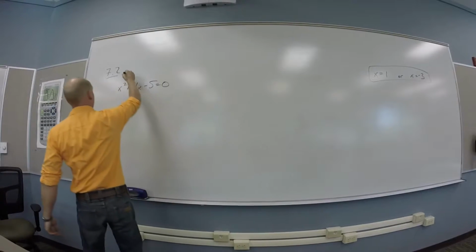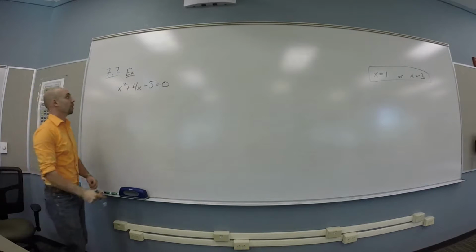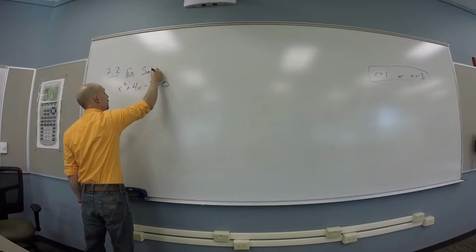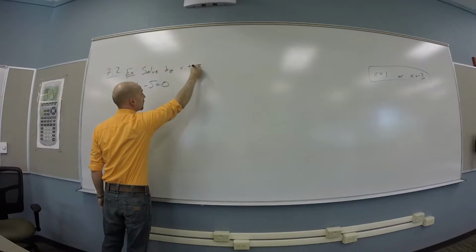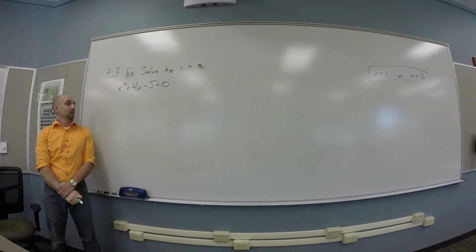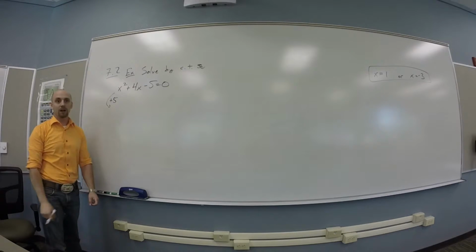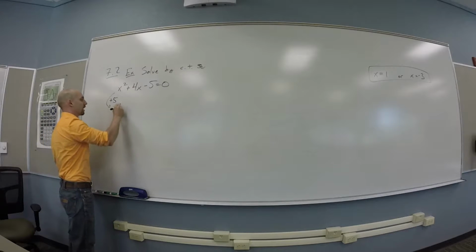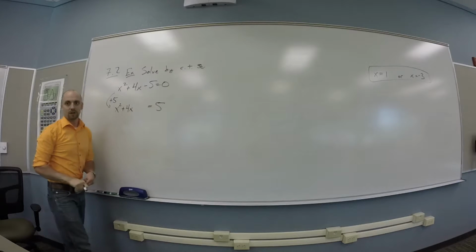All right, so let's do some examples of completing this square. Instructions for this would say solve by completing the square. So how do I complete the square? First things first, we get the x terms on one side and everything else on the other. So I've got x squared plus 4x is 5. And then what?